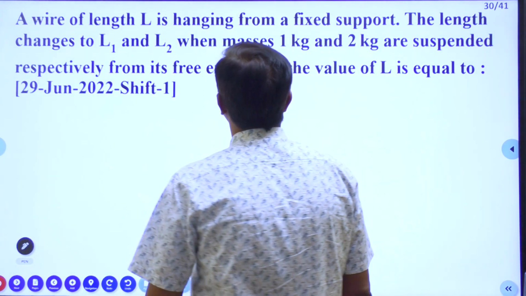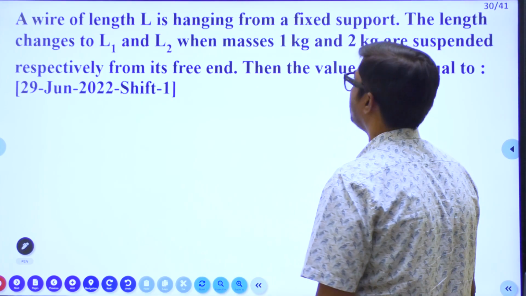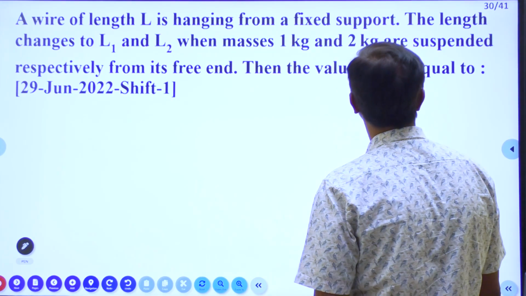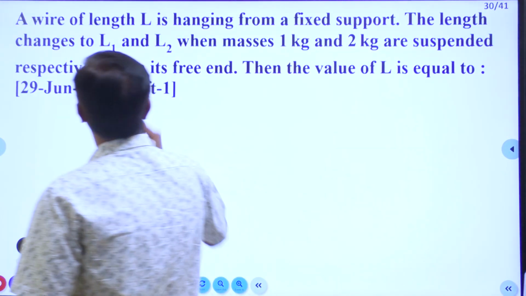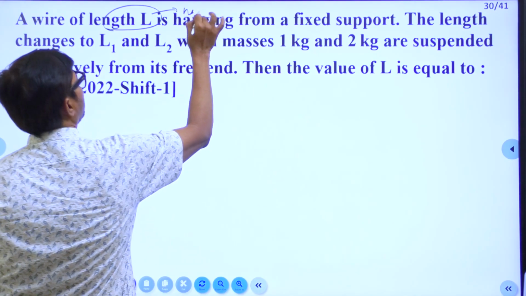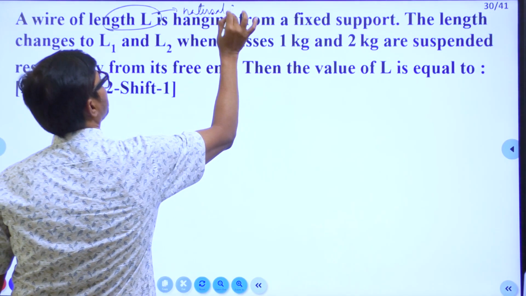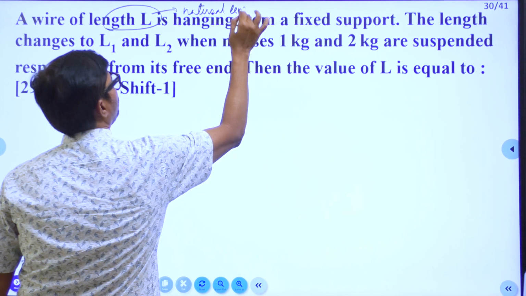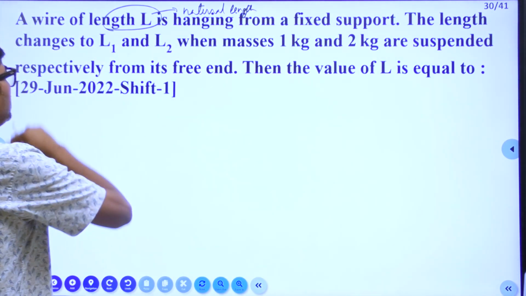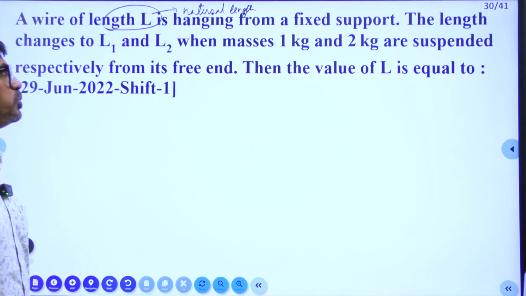Wire of length L is hanging from a fixed support. The length changes to L1 and L2 when mass is 1 kg and 2 kg suspended respectively. So this length L, if you read it properly, it looks like it is a natural length. Natural length, meaning when you don't hang anything, that is the length it is going to have. When you hang 1 kg, it is becoming L1. When you hang 2 kg, it is becoming L2.